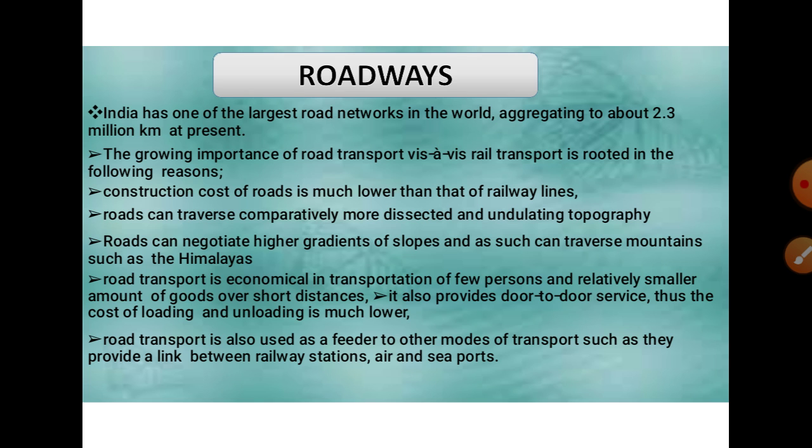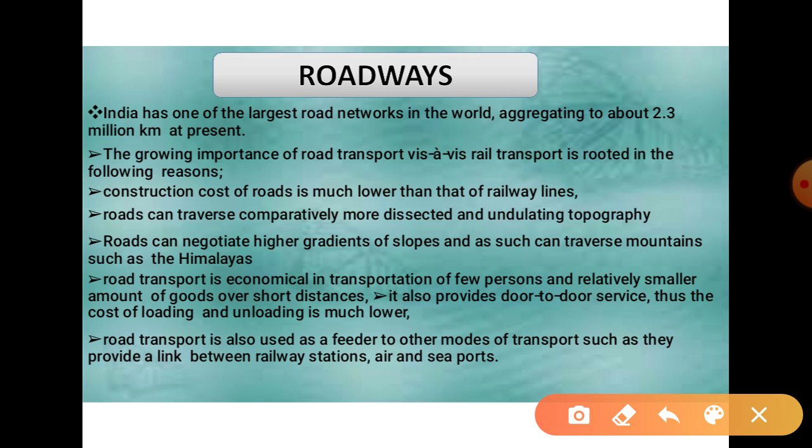Landways. India has one of the largest road networks in the world. Among the world's largest network countries, India is also a very important country. So the growing importance of road transport, vis-a-vis rail transport, is rooted in the following reasons. There are basically three kinds of landways transportation, but roadways are very important over railways. So what are the causes behind that?